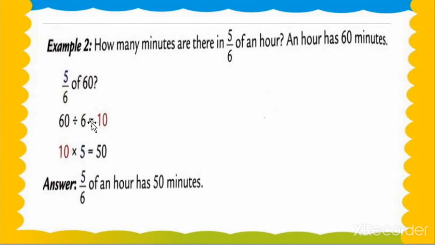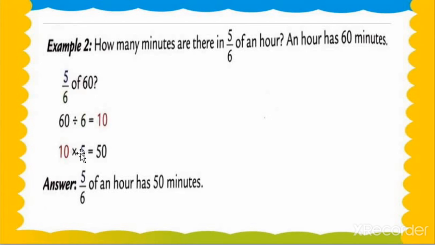Yes. Where? 6 tens are 60. Understood? Got my point, my dear students? 6 tens are 60. Okay. Then after this, the quotient is multiplied with 5. Understood, my dear students? So now we are going to apply the next step.